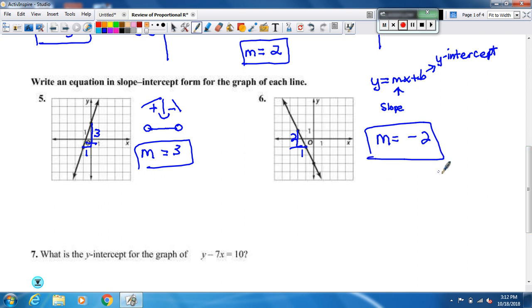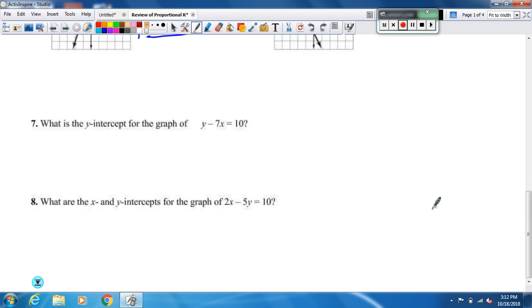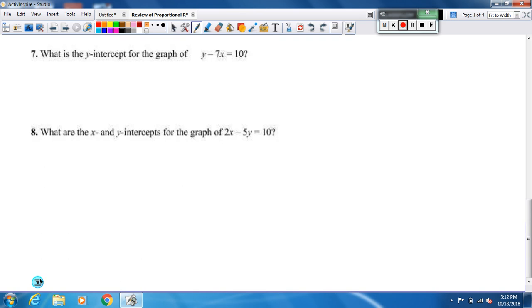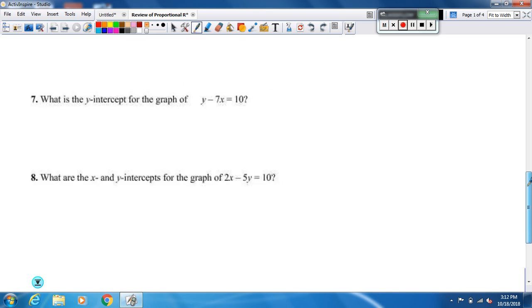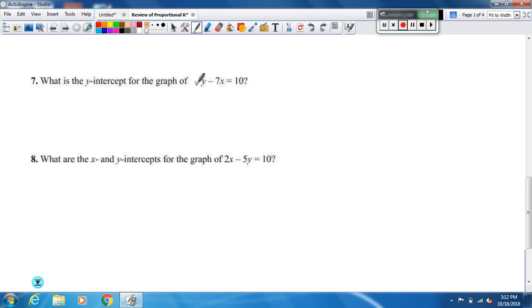Okay, number 7. What is the y-intercept for the graph of y minus 7x equals 10? Well, if there is no number in front of a variable, it's assumed to be a 1. So this is a 1 here. Oops, sorry about that. Let me move that back up. Okay, this is a 1 here. You take the 10 and you pop it. We're just looking for the y-intercept, so just pop it above the y. That's all you need to do. And then you simplify. 10 divided by 1 is 10. So the y-intercept is 10.